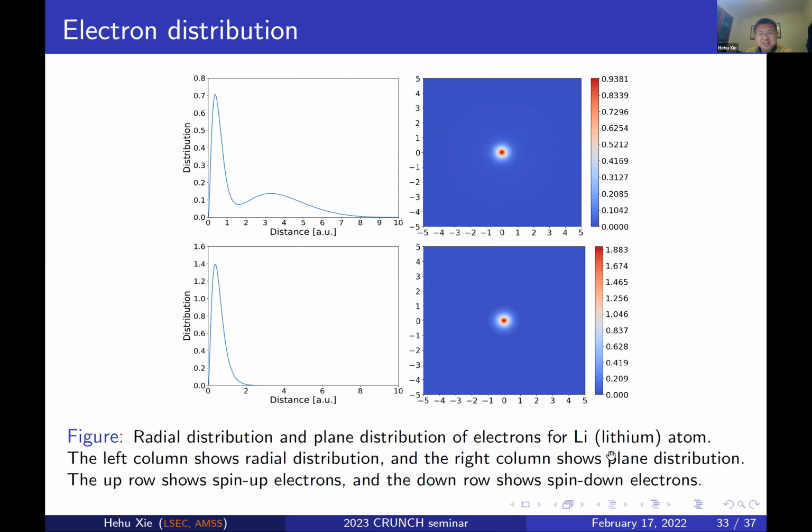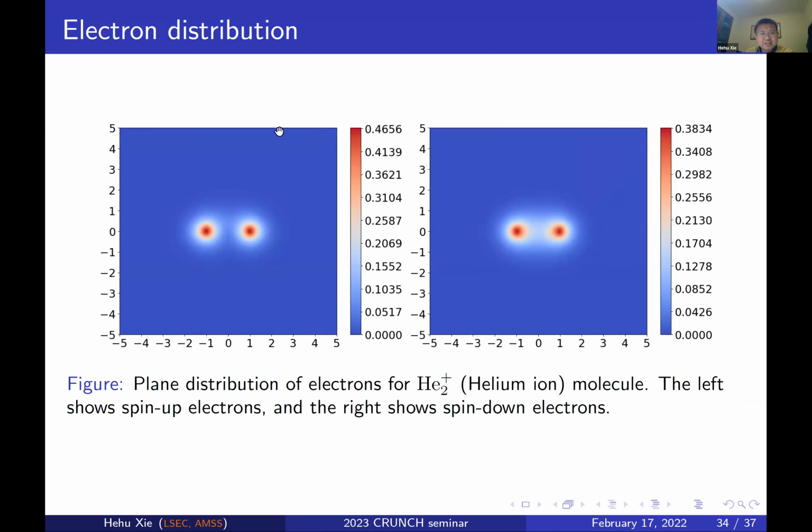Okay, these are the electron distribution pictures. This is for the lithium atom, which includes 3 electrons. This is the first one, the second one, and the third one. Okay, this is the electron distribution for the helium ion, which includes maybe three electrons.